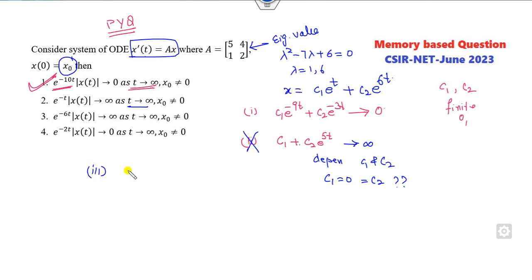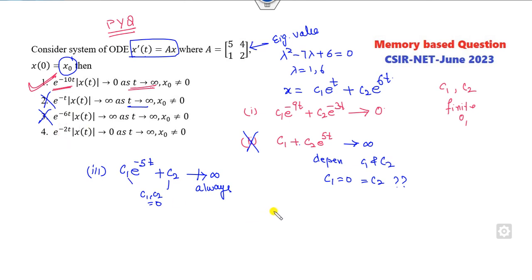Look at the third option. When you multiply with e raised to power minus 6t, it will be C1 e raised to power minus 5t plus C2. Again, it may not always go to infinity, because again it depends upon C1 and C2. If both are 0, then it goes to 0. It's also a cancelled option.